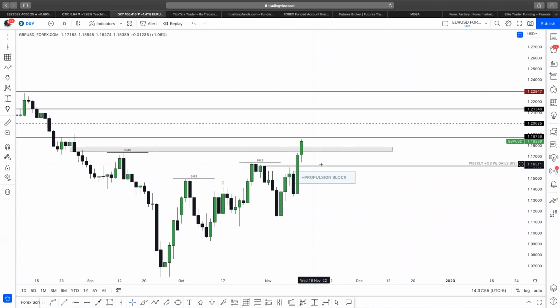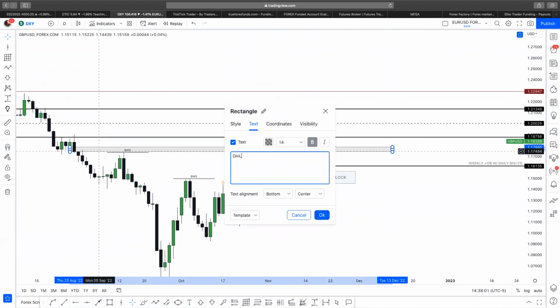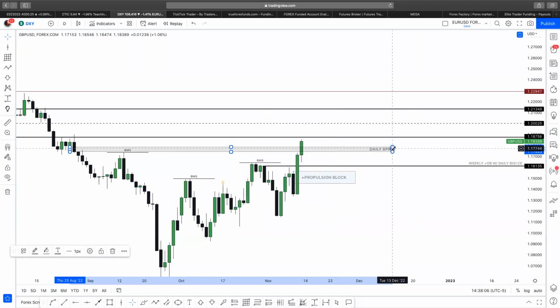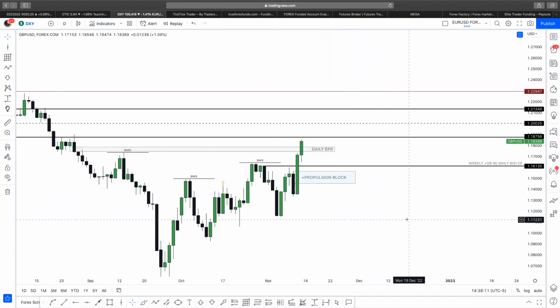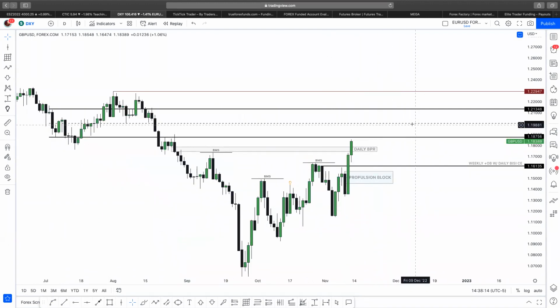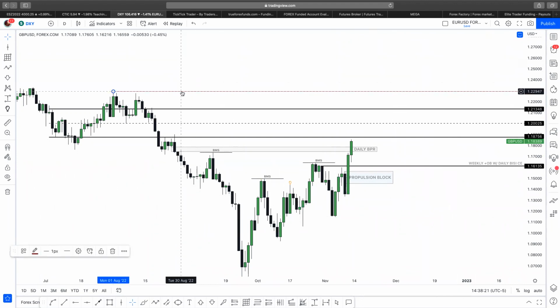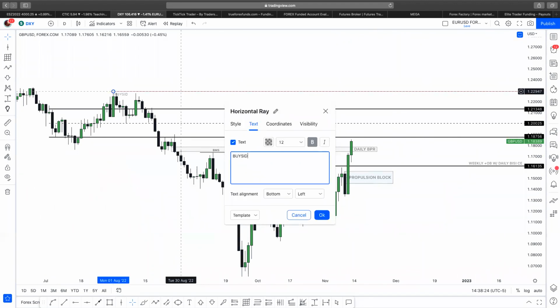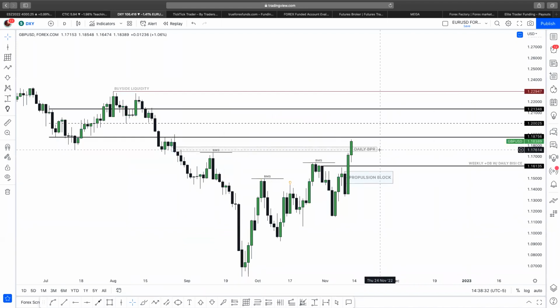Okay, so fair value gap, we've marked that. We've marked the potential daily BPR here that it could buy off of, right? We could buy off of this tomorrow. There's nothing to say that it can't. And then we know what this is. This is the order block. We get mitigation block. So that's what we're looking at. And then this is buy side liquidity. Very easy, to be honest, in terms of what to look for.